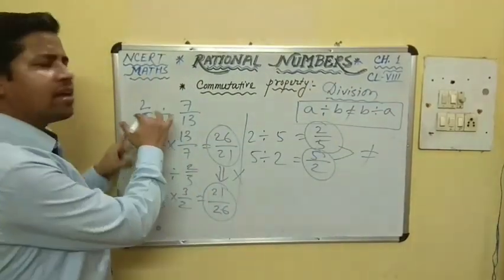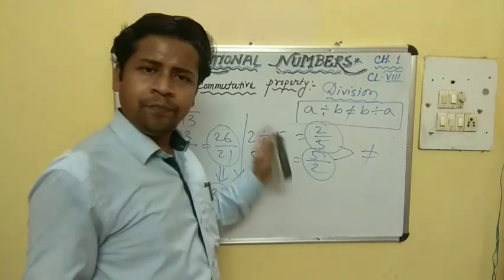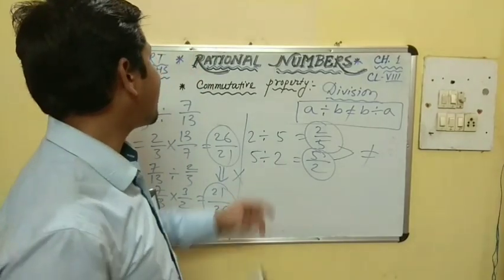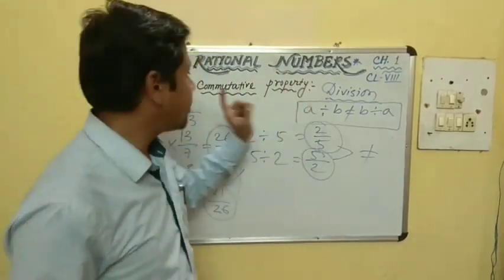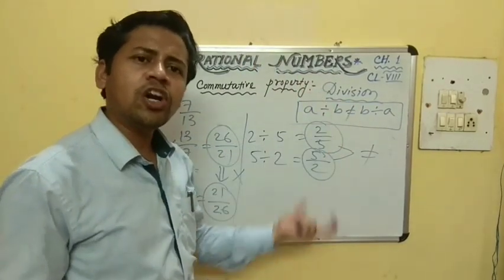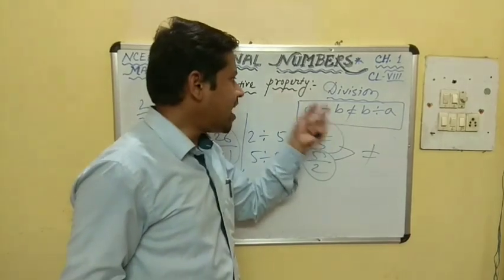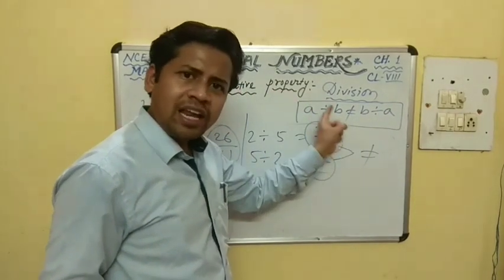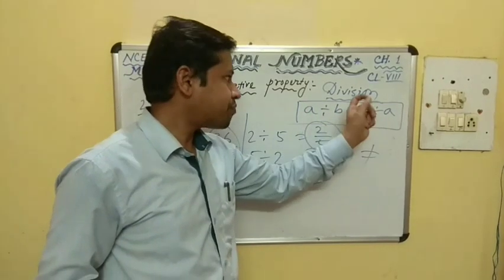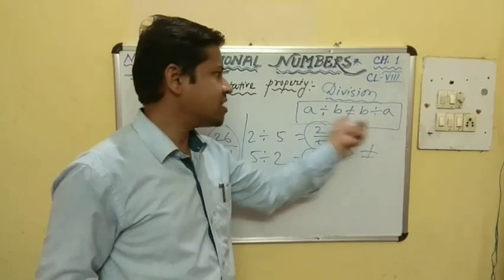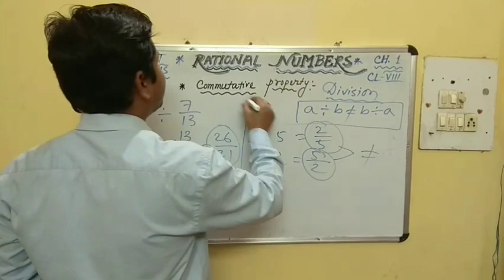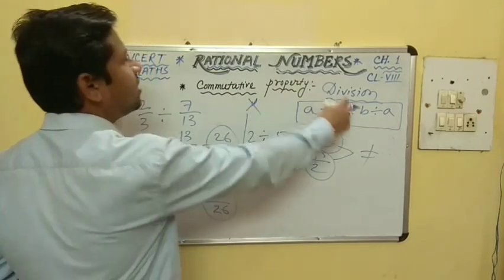If we take any negative numbers also, then we will see the same situation. Both the results will give different results. That means we are saying that rational numbers are not commutative under division operation. In case of division, they are not commutative, because if we divide a rational number by any rational number, the result will not be equal to the reverse if we change their order. So it's not satisfying this. So rational numbers are not commutative under division.